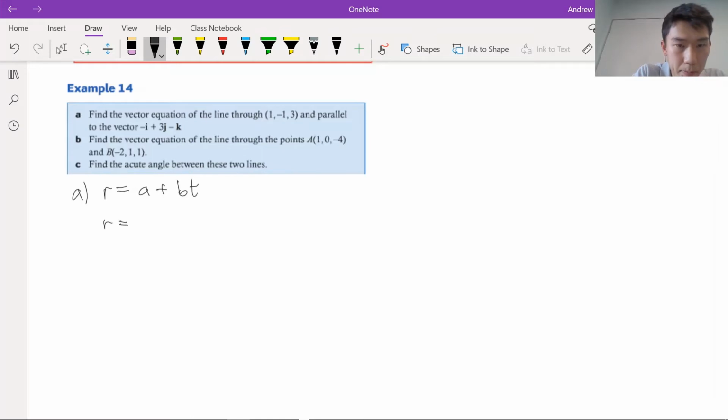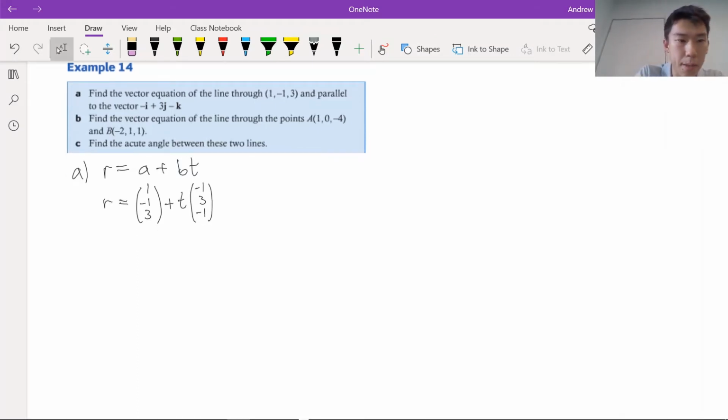I like to write it in vertical format, so I'm going to do that. So that's a plus. Now, usually when we write these, we put the parameter before the vector. All right, let's just go with that. And b is the vector that's parallel to this line, which we've been told already. So it's this one here. So this vector is (-1, 3, -1). All right, that's part A done.